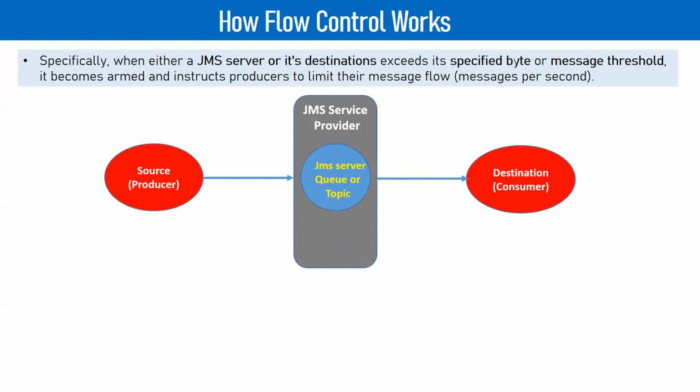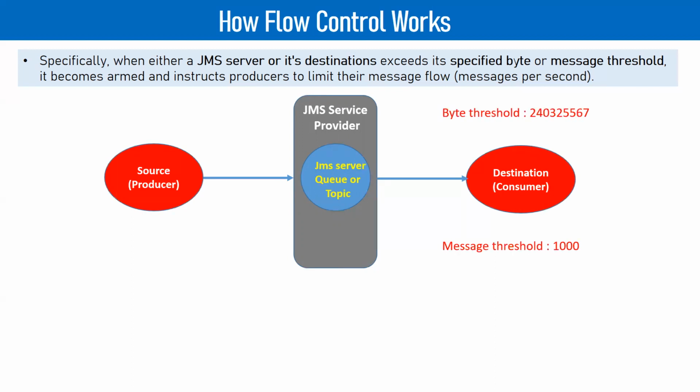So this is the architecture that we discussed in the previous slide. You have a source, called a producer, and a destination, called a consumer. Your source is sending messages to your consumer with the help of the JMS service provider, where the messages are stored in your JMS server in the queue and topic, and then delivered to your consumer, right?